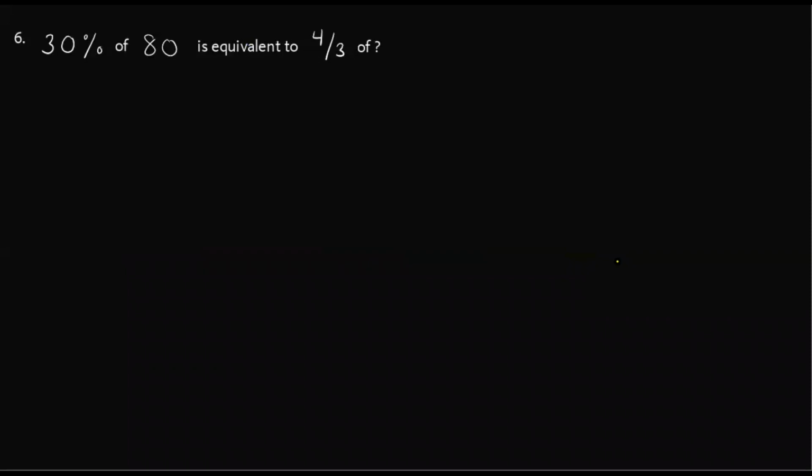Let's have this last example. If we have 30% of 80 is equivalent to 4/3 of what? So this is like a percentage problem, but will involve equivalence. So for this part, we have 30% times 80, since this one is the rate times base.